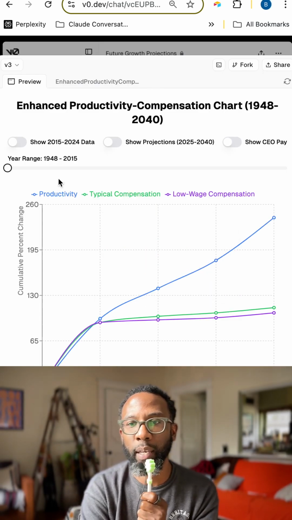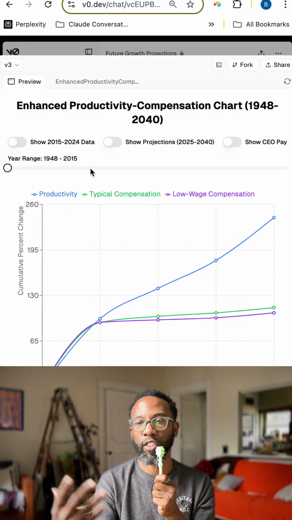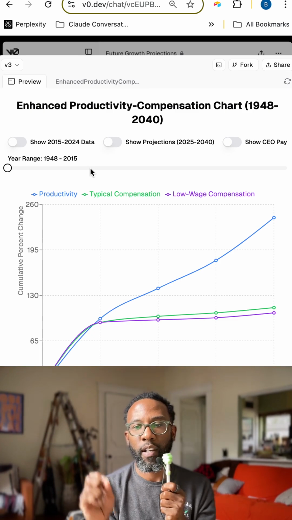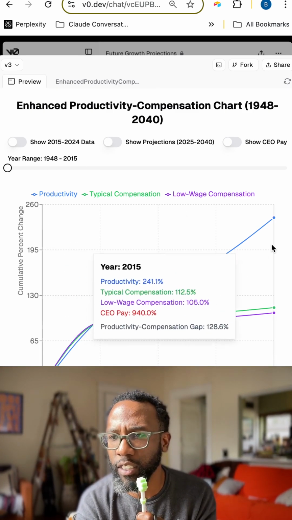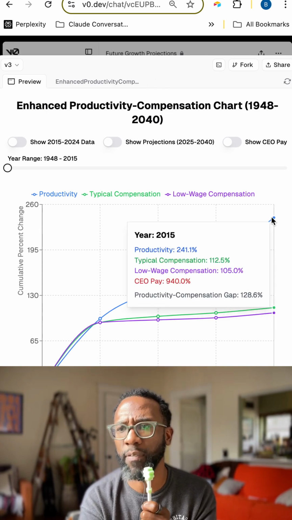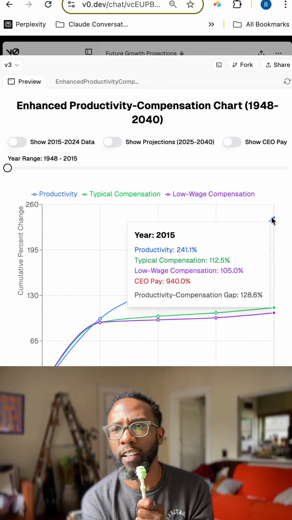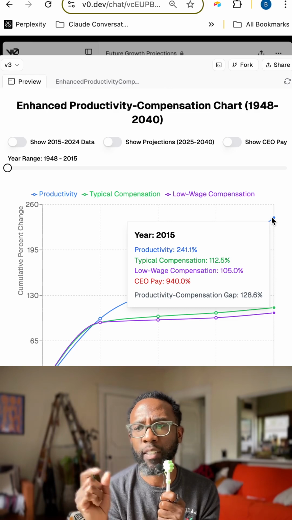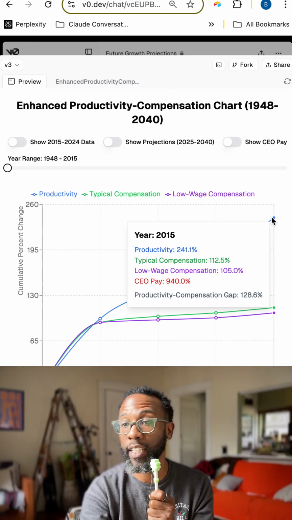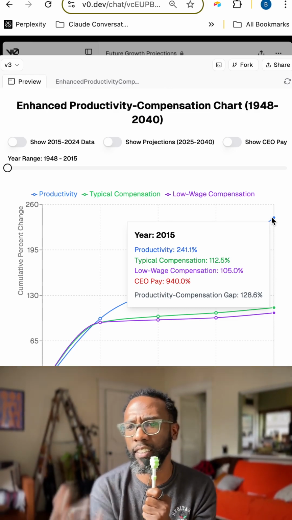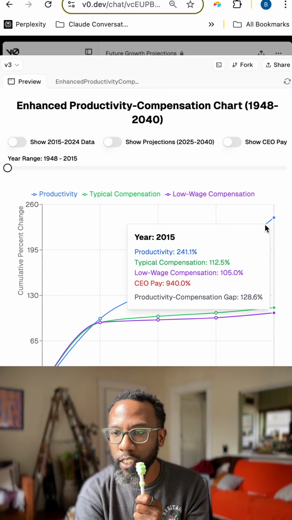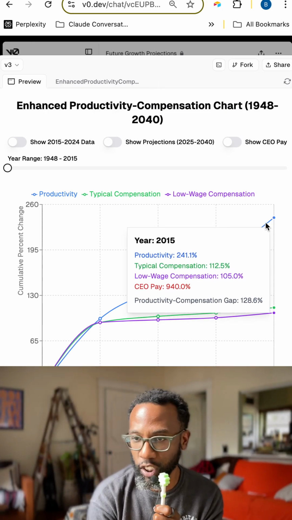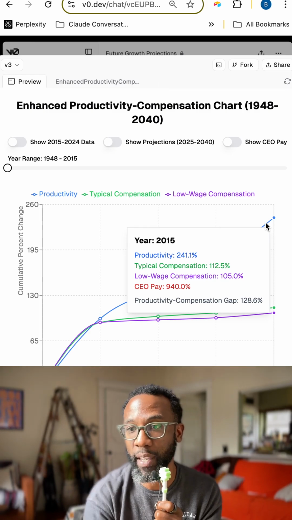Right. And so I wanted to be able to do this. And so I created this in Versailles. And this is information all from the Economic Policy Institute. And so I remade this, and you can see, right, we have our 2015 and we have our productivity gains, typical compensation, and then we have low wage compensation. So there's been some updated studies that I pulled from other sites in Perplexity. And so you see this productivity compensation gap that exists. And I have CEO pay on there as well.